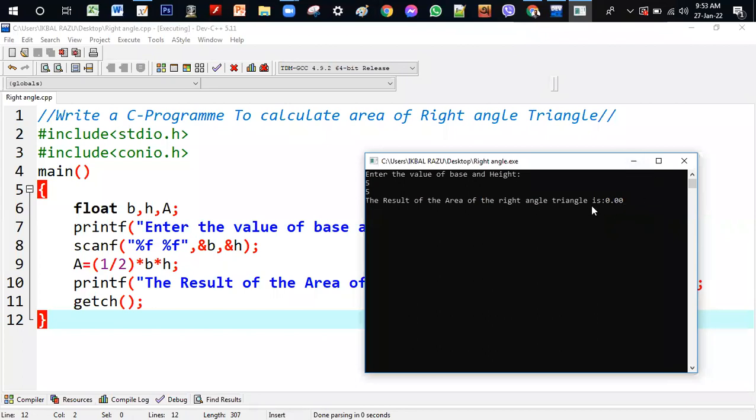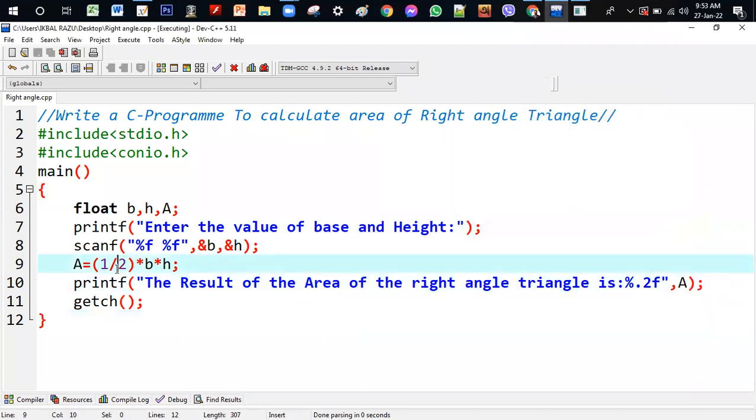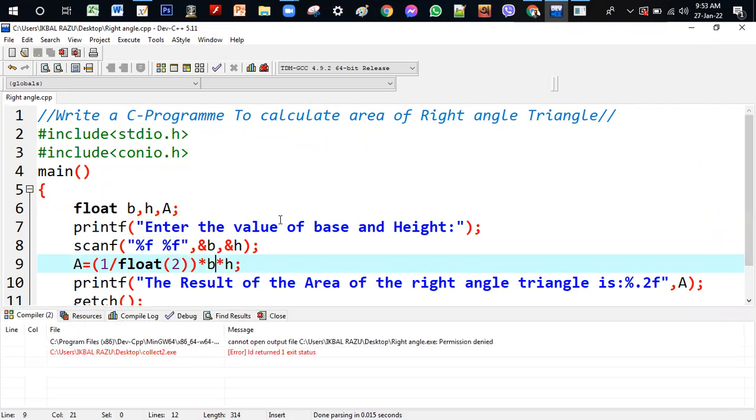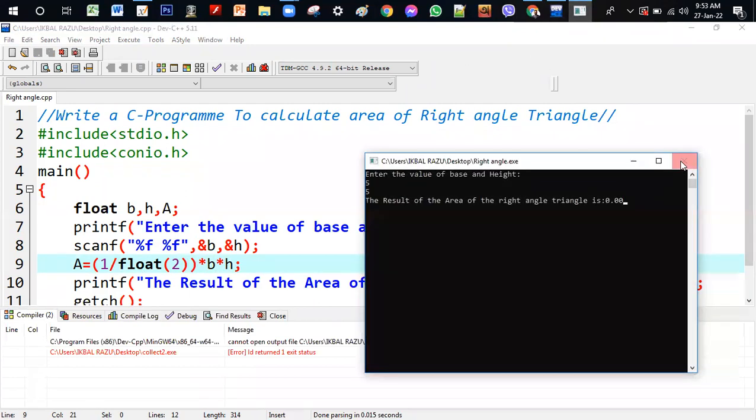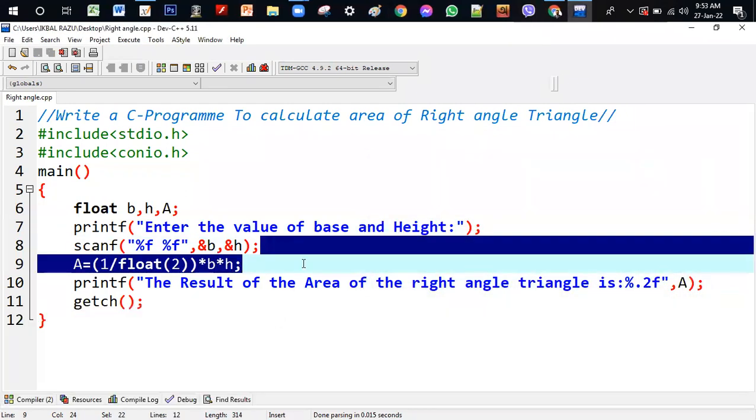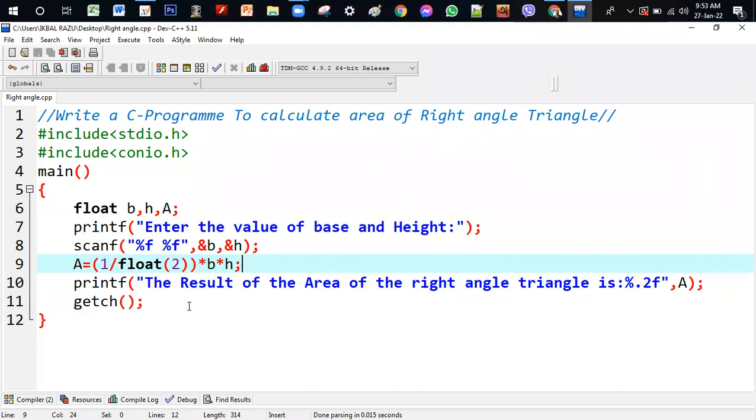Now we have to declare here this float function, right? This is float, float, float, bracket, then 2. Okay, float variable type. Here use the bracket, first bracket start, first bracket close. Now save the program and execute, compile, and run. One exe file already open, it's close. Okay, any question?